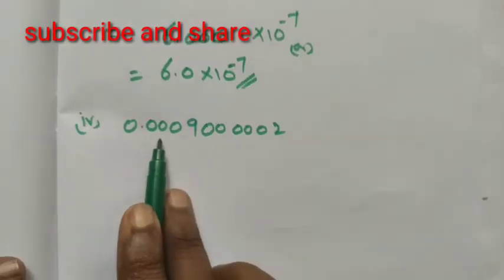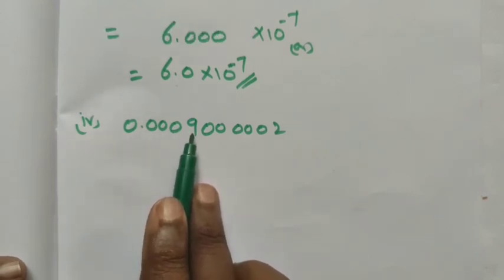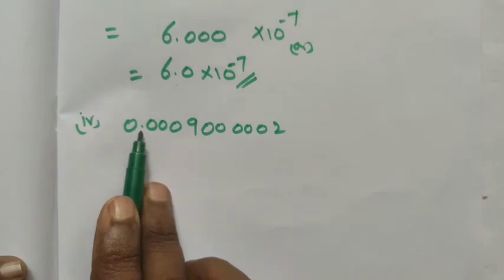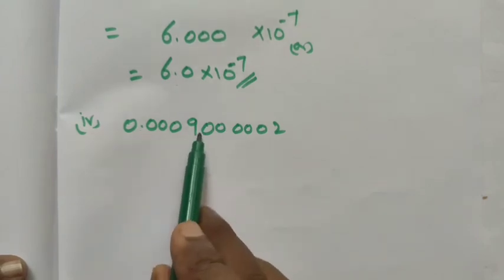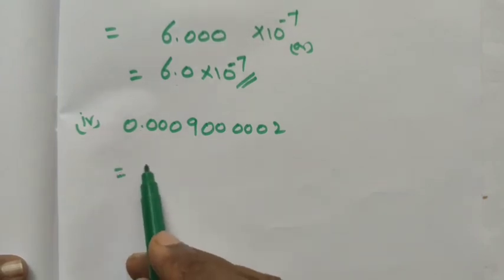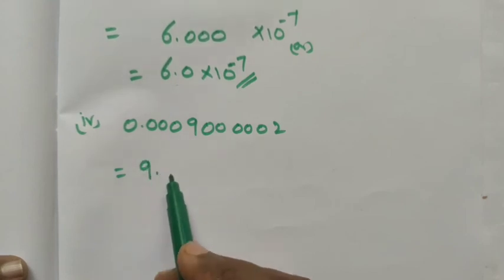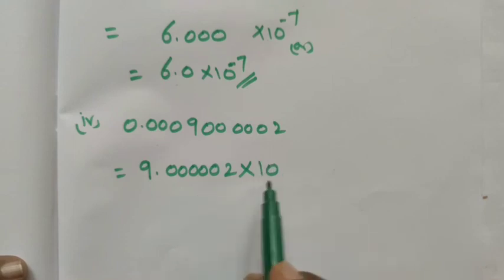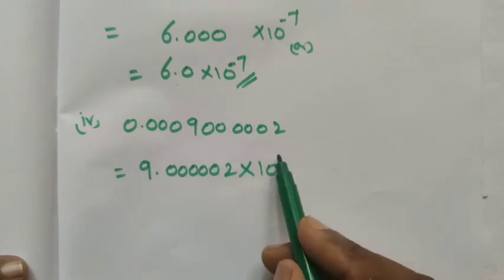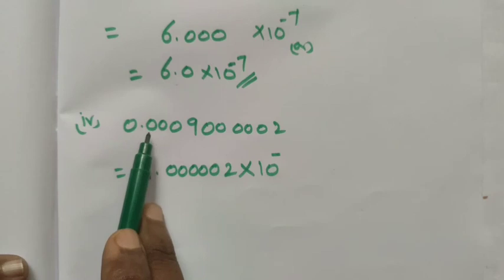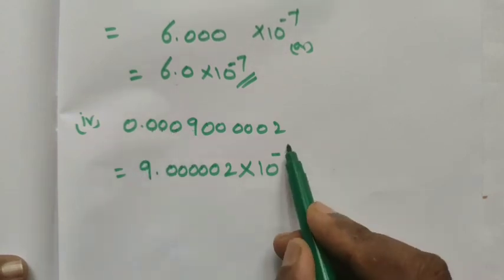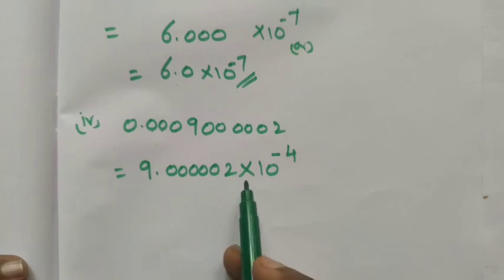See, now 0.00090002 is given. We have to move the decimal point to the right hand side up to the number 9. So I move up to the number 9.0002 into 10 to the power of, moving to the right hand side we have a negative value. How many places have we moved? 1, 2, 3, 4 places we have moved. So 9.0002 into 10 to the power of minus 4 is the answer.